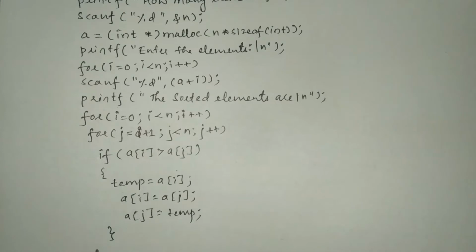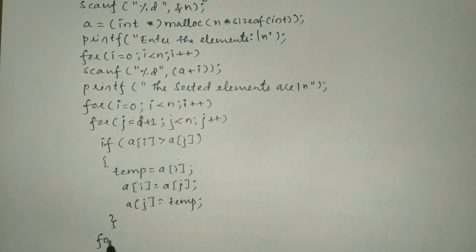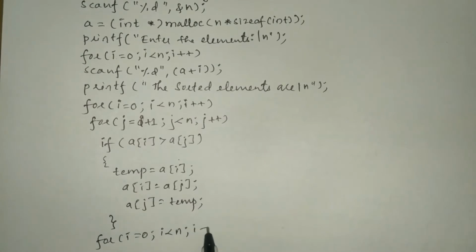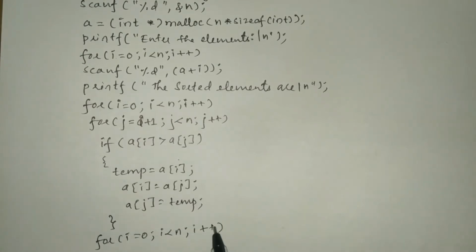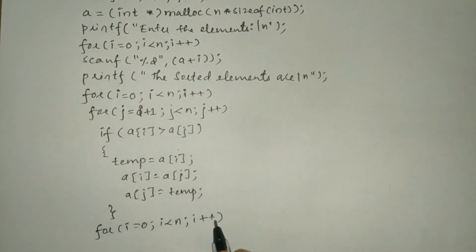Now let us use the same for loop, for i is equal to 0, i is less than n and i plus plus, to print all the array elements in ascending order.